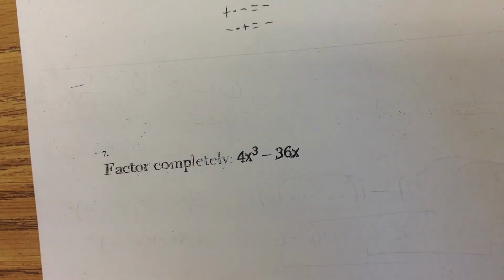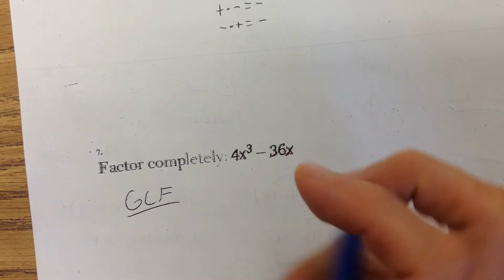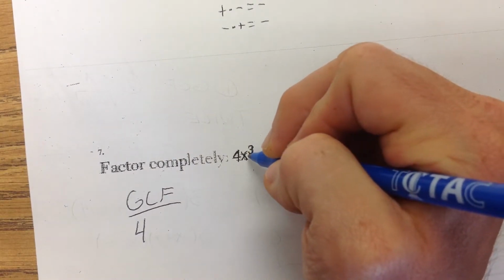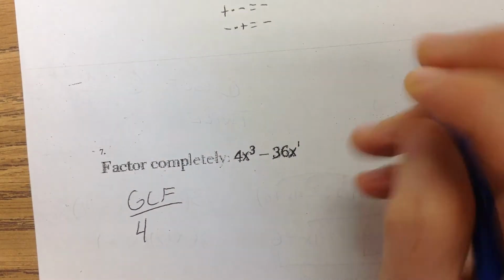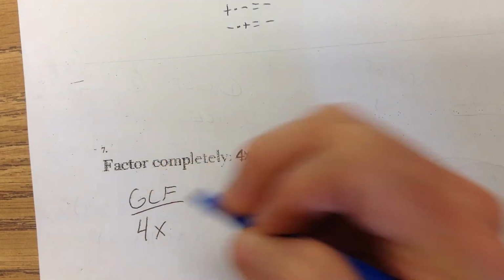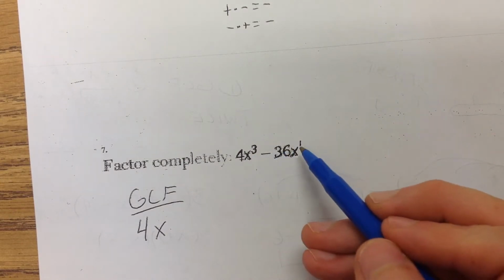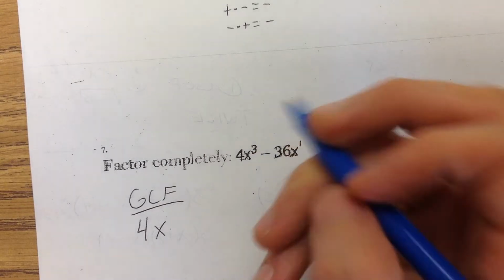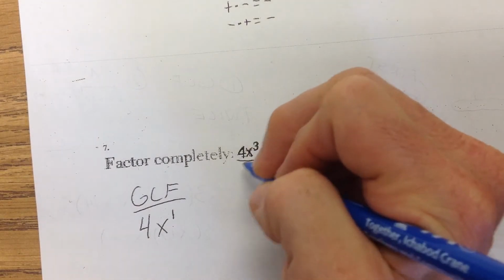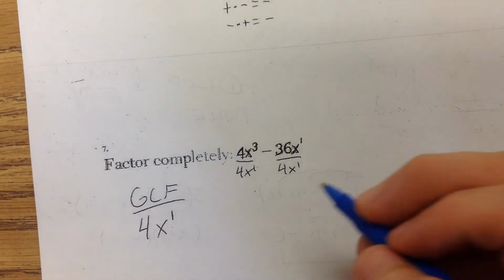So again, factor completely. So we need to find a GCF of 4 and 36. The number piece is going to be 4. Now on this one, this has an x to the third, this has an x to the first. Since they both have the letter x, we can take out a letter. Now, when they have different exponents, we have to use whichever one is smaller. So this is a 3, this is a 1. We have to use the 4x to the 1 because that one's smaller. All right, so we're going to divide both of these by 4x to the first.